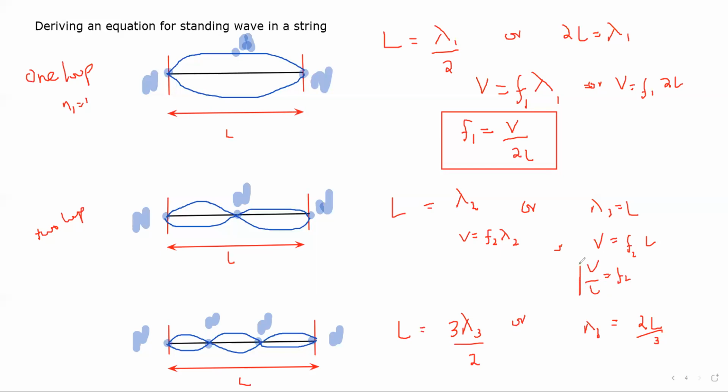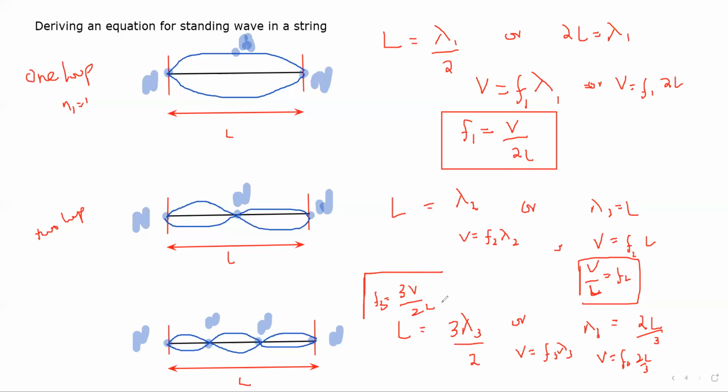If it is vibrating in two loops, then if I know the speed and I know the length, I can find the frequency for the second loop. Then if I need it for the third one, as we know lambda 3 is equal to 2L by 3. So if I substitute in the formula, V is equal to F3 and lambda 3. And what is lambda 3? Lambda 3 is 2L by 3. If I solve this, F3 is equal to 3V divided by 2L.